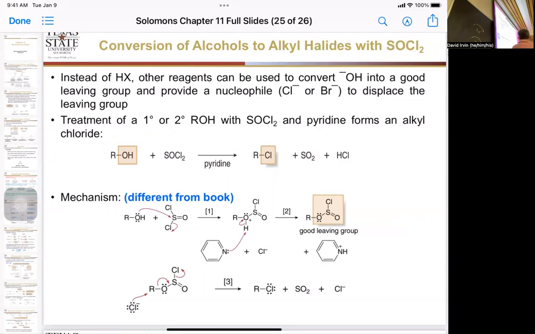Okay. So the key here is this sulfur oxygen bond is stronger than the hydrogen oxygen bond, and therefore it makes it a better leaving group. And we get rid of that oxygen in the process.